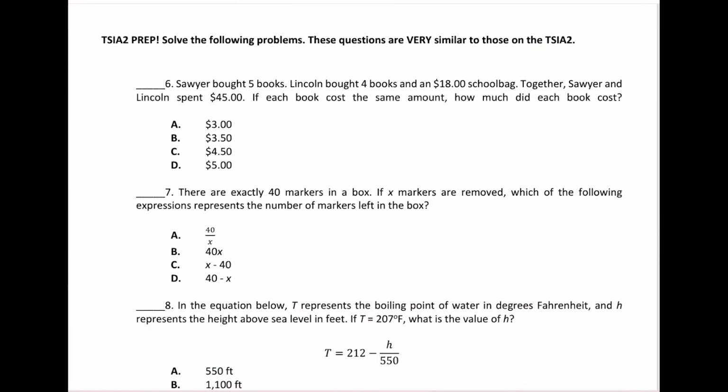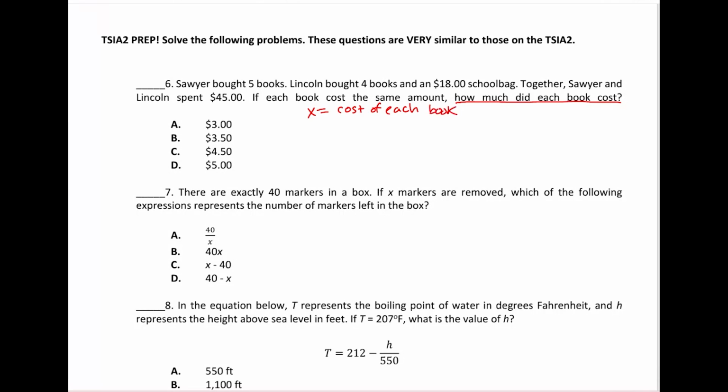Number 6 says Sawyer bought 5 books. Lincoln bought 4 books and an $18 school bag. Together, Sawyer and Lincoln spent $45. If each book cost the same amount, how much did each book cost? So right away, you want to identify what you are looking for. In this case, the cost of each book. So I'm going to let x be the cost of each book. And they all cost the same amount, so it's safe to call that x.